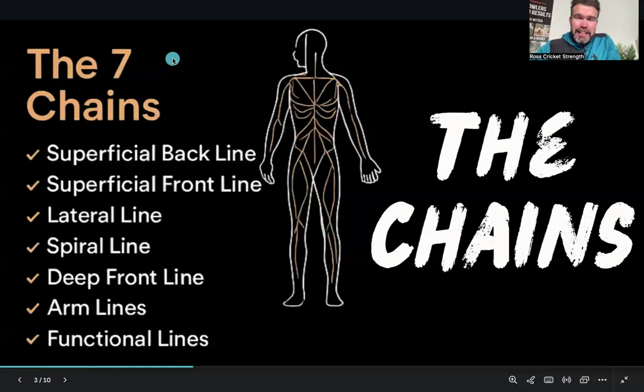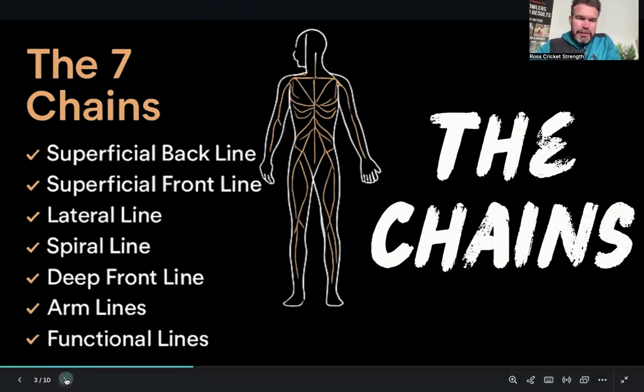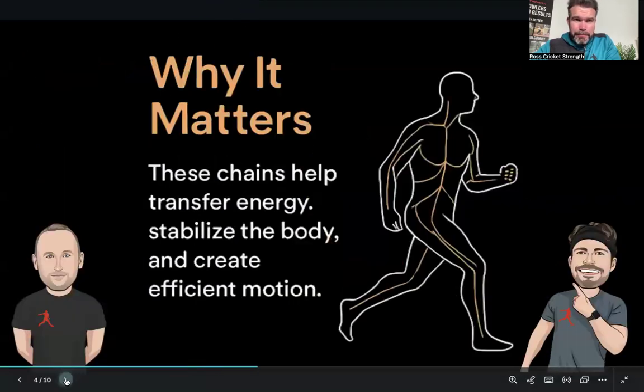So there can be up to 10 different chains, superficial and interfascial, but basically the seven main ones. We've got the superficial back line, the superficial front line, lateral line, spiral line, or the oblique sling, deep front line, arm lines, and functional lines. Okay, so they're the main outlines of the different chains which it has.